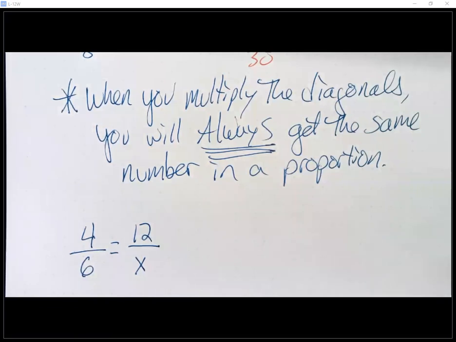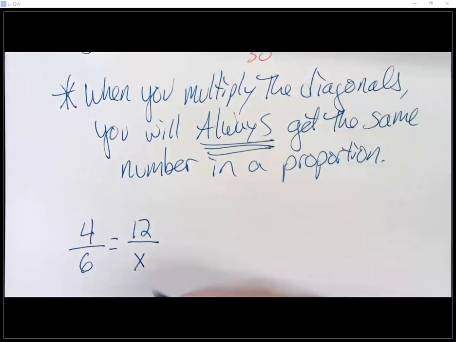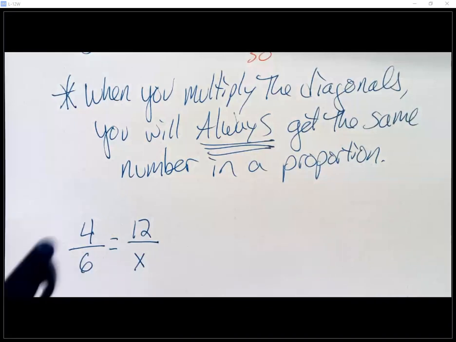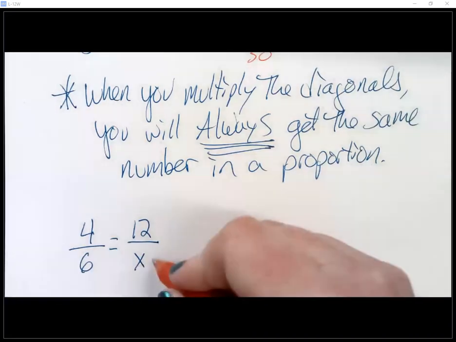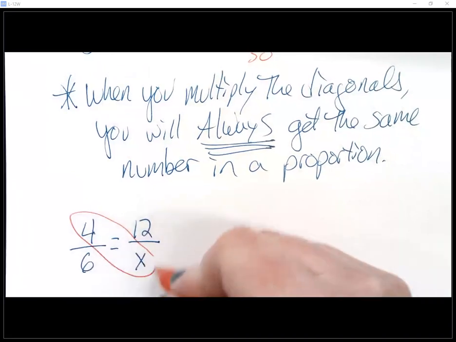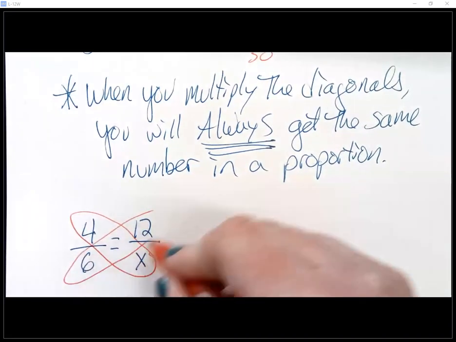So what I can do is take this and find the number that's going to complete the proportion, doing this cross multiplying. You ready? So check this out. All I have to do to solve for this missing number is multiply my diagonals. It doesn't matter which diagonal you multiply together first. Doesn't matter.